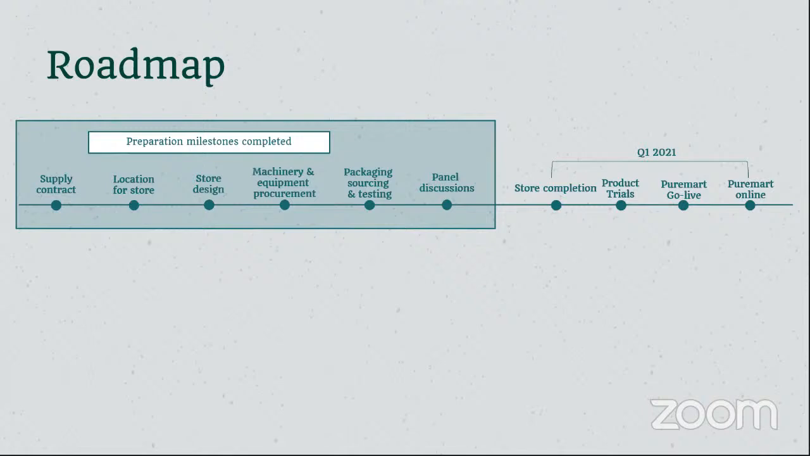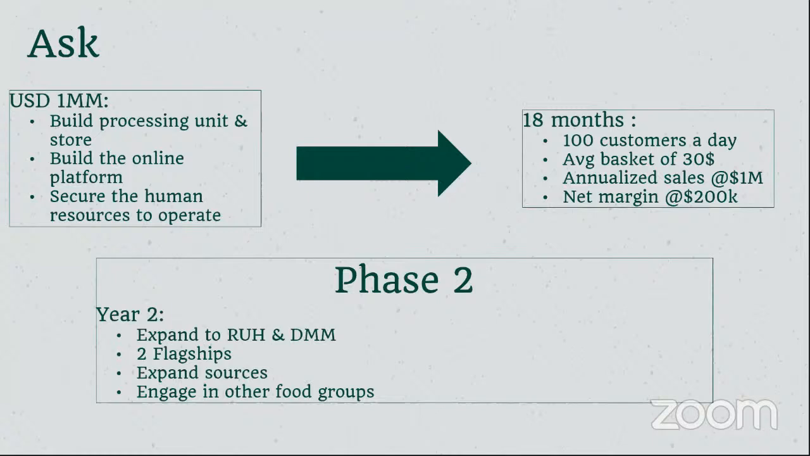So what are we asking for here? We need $1 million to complete the building of the processing unit, build the online platform, and hire the human resources necessary to operate the project. Our projections estimate that at a horizon of 18 months, we will reach 100 customers a day with an average basket of $30 for total annualized sales of $1 million and a bottom line of about 20%.